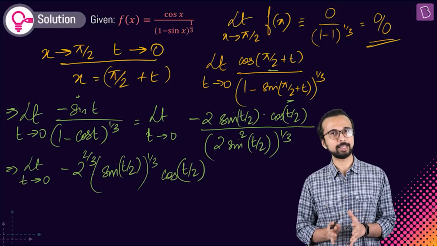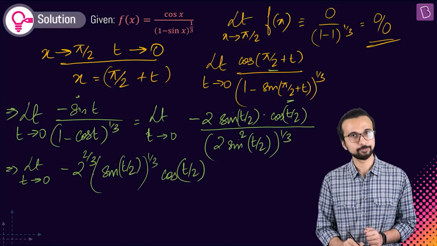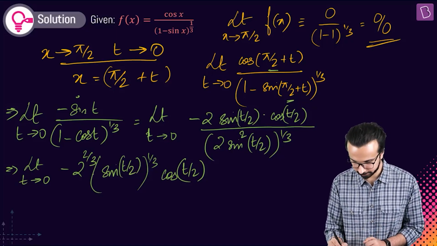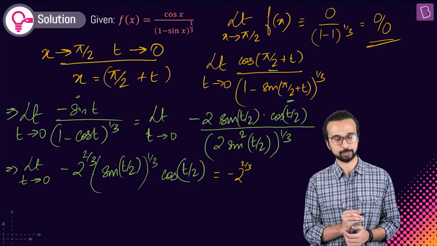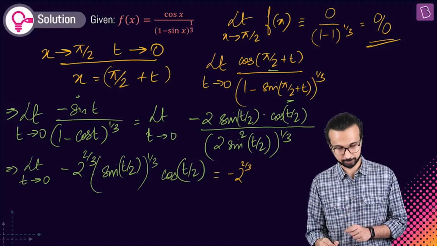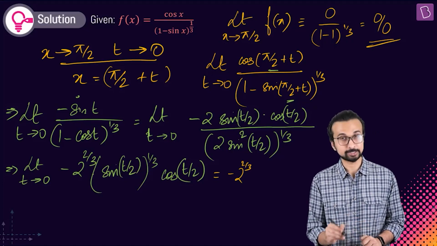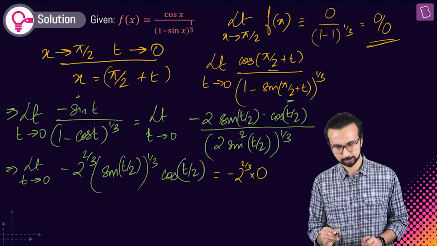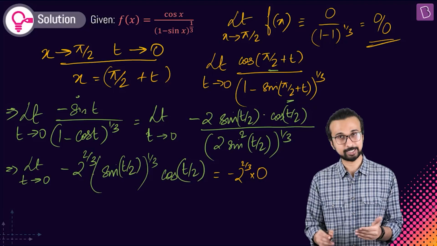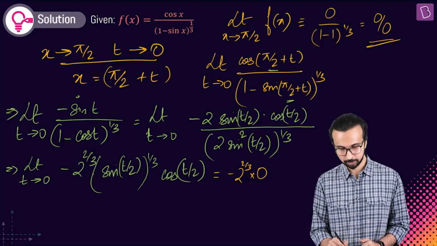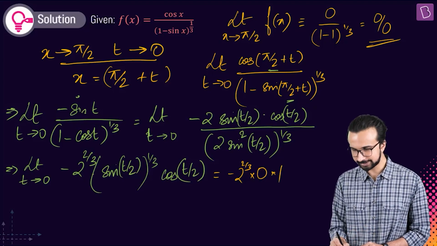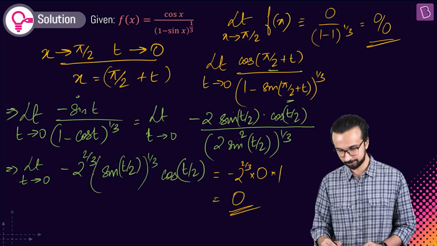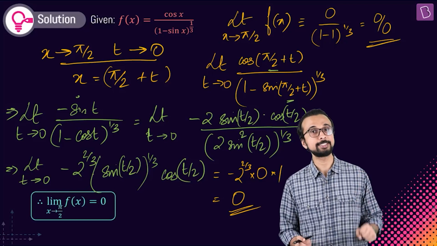Now, can we apply the value of the limits directly? Alright, let's find out. So, we have minus 2 power 2 by 3. Then sine of t by 2 raised to 1 by 3. As t tends to 0, this will also tend to 0. Now as t tends to 0, cos of t by 2 will tend to cos of 0, which is 1. So basically our final answer is simply coming out to 0 here.